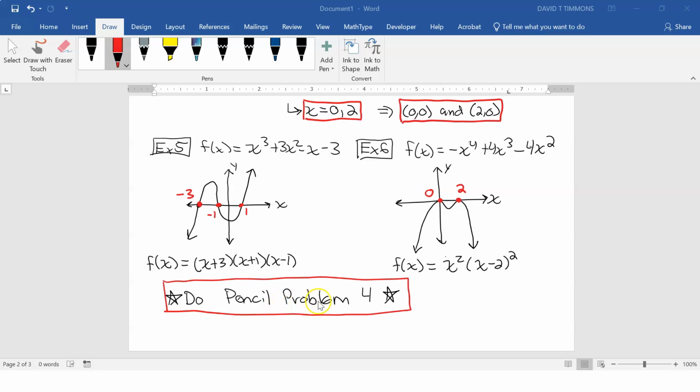You can work on pencil problem 4 now to get practice on finding zeros of polynomial functions.